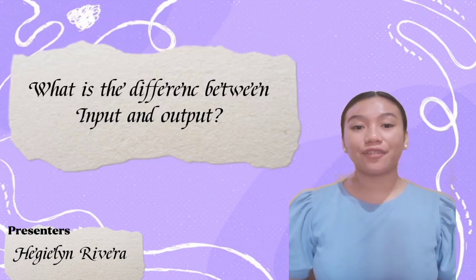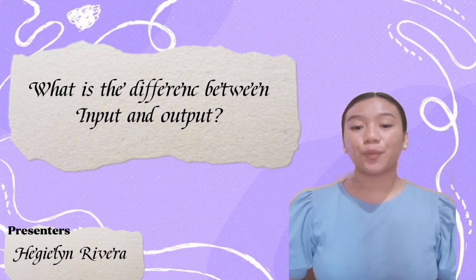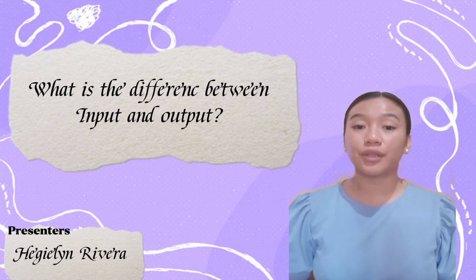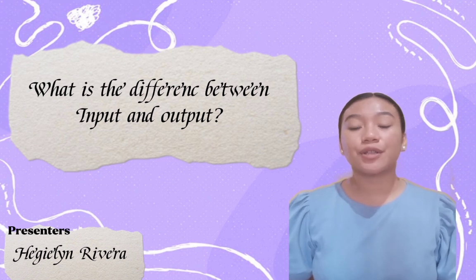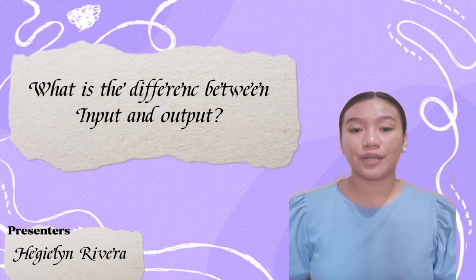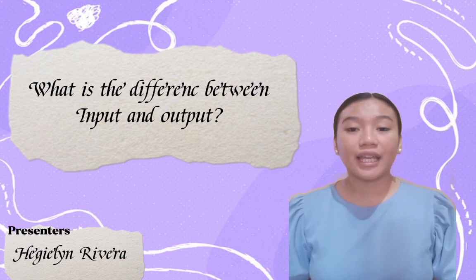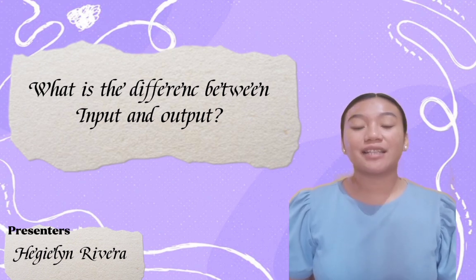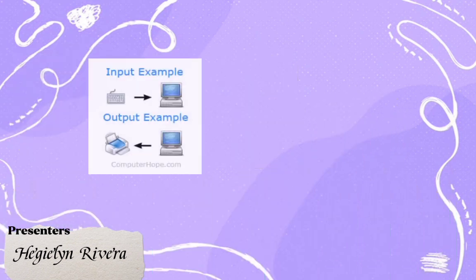So, what is the difference between input and output devices? Input refers to the data or information that is put into a system, while output refers to the processed result or information that comes out of a system. Essentially, input is what you put in and output is what you get out. That is the difference between output and input devices.